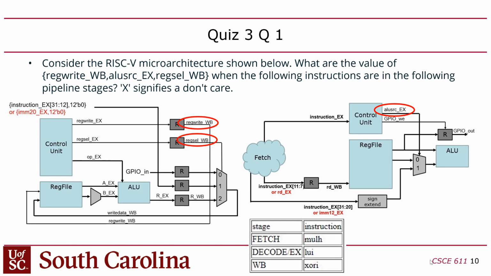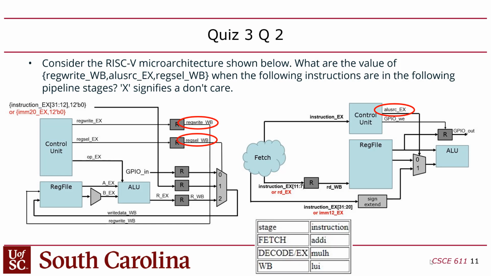So reg write back is going to be referring to the XORI, and the XORI is writing back data from the ALU, which means that its reg select must have been 2. So that should be a 2, 1, 0, right?